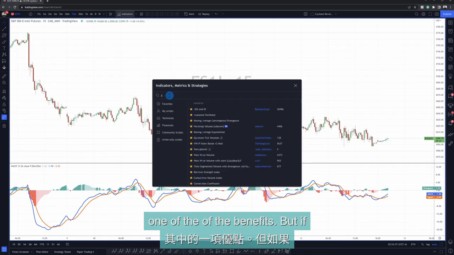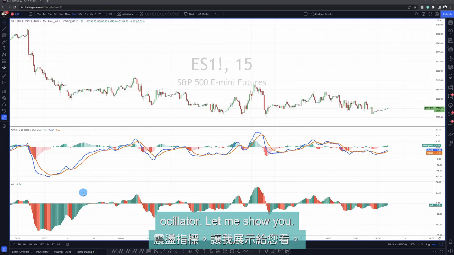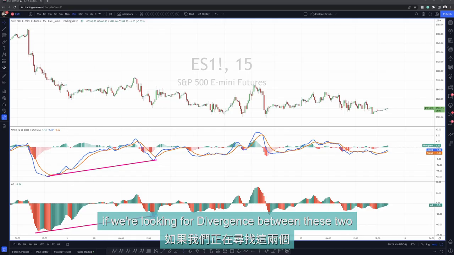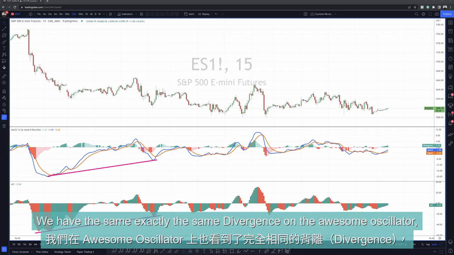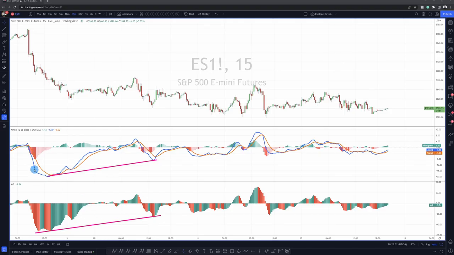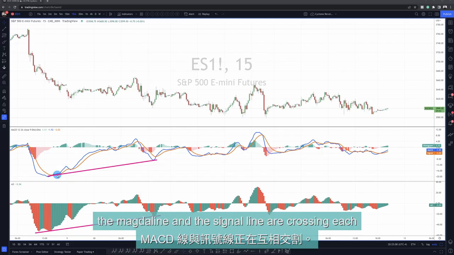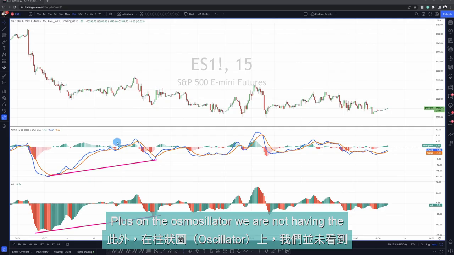But if we add the awesome oscillator, let me show you, because this is not something different to other indicators. Look, if we're looking for divergence between these two lows, we have exactly the same divergence on the awesome oscillator, right? It's exactly the same. But what I believe brings the analysis to another level is that the MACD line and the signal line are crossing each other. So they are providing an additional layer of information. Plus, on the awesome oscillator, we are not having the MACD line crossing the zero line.